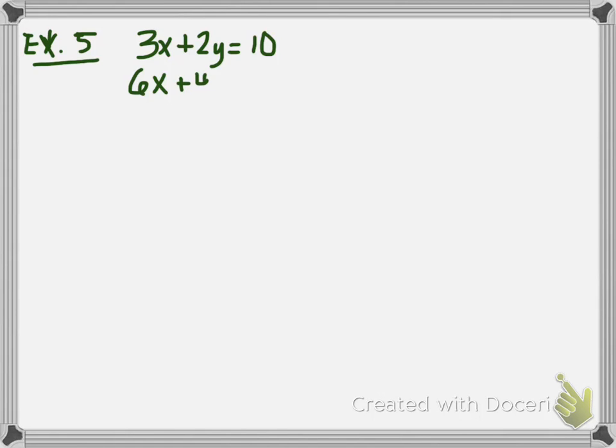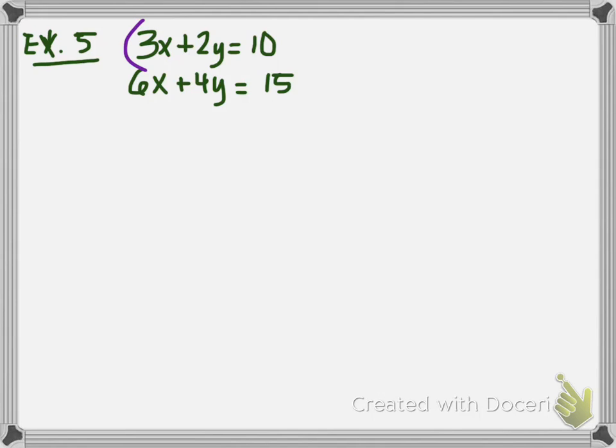So let's work on a problem like this. This is the last example, example number 5. We're going to have 3x plus 2y is equal to 10, and 6x plus 4y is equal to 15. Now, when we start looking at these numbers, let's look at the x's. We have a 3 and a 6. The common multiple between 3 and 6 is 6. The 6 is already a 6. All we have to do is make that 3 a 6. And then we look at the 2 and the 4. Well, I can make that 2 a 4 also.